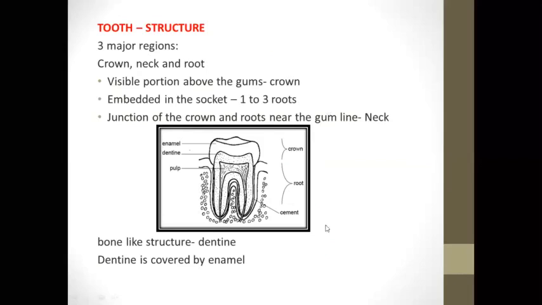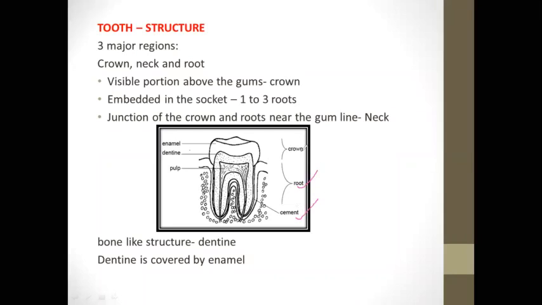Coming to the structure of the tooth, I have given you a very small clear picture of the structure of the tooth, and it is also a very important concept to be remembered. When we see the tooth, it is made of three regions. One, we have the crown, then we have the root over here, and then we have the cement.